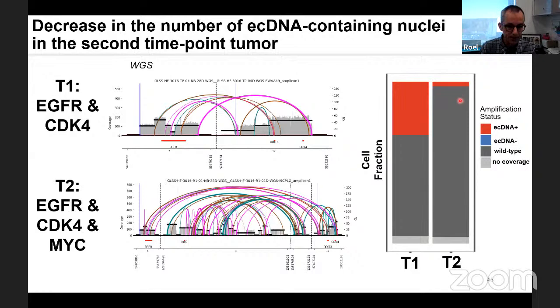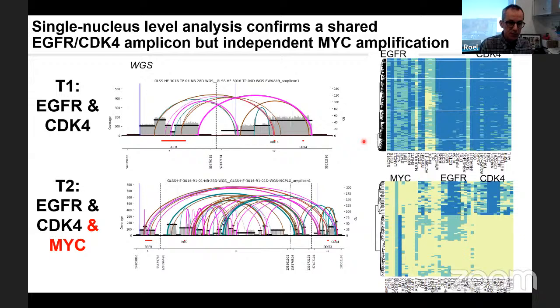This is zooming in on the expression levels in single cells. Each of the rows here is a single cell of the ecDNA locus. What I think is interesting is that here's EGFR and CDK4 in blue. The blue indicates high levels of expression of EGFR and CDK4. This is limited, by the way, to only cells containing the ecDNA.